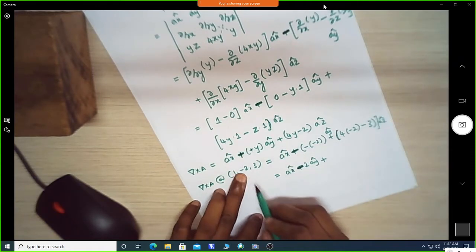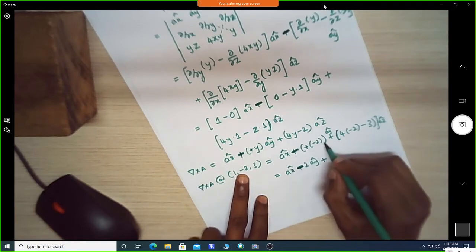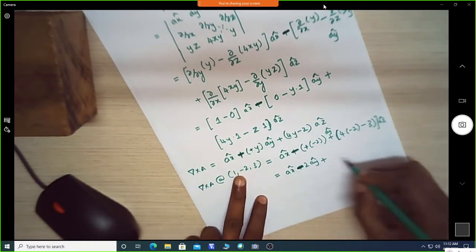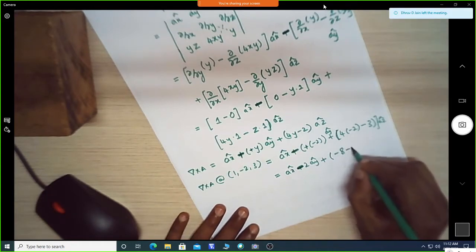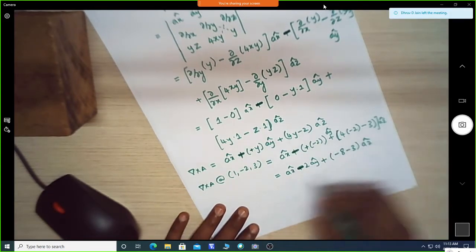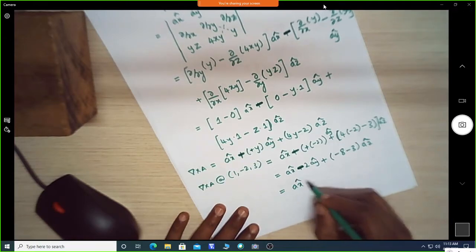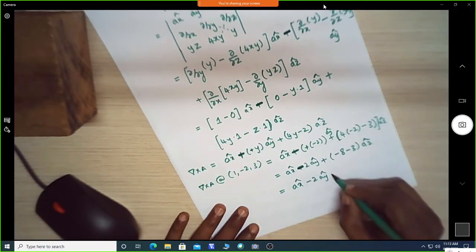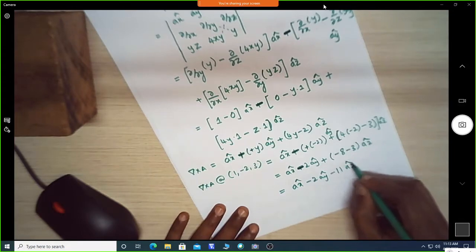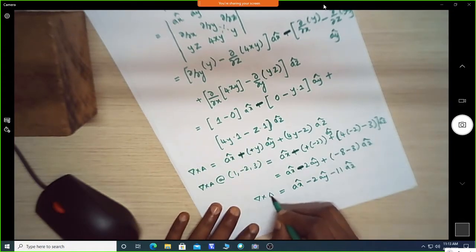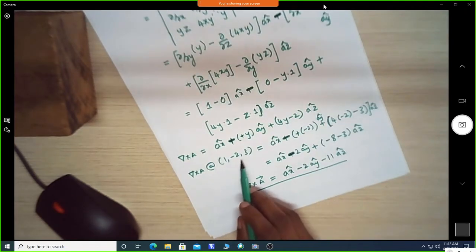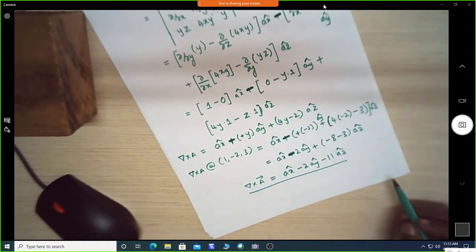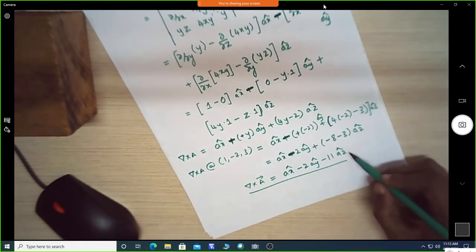But if you substitute minus 2 for the y component, it will become minus 2ay, and this one is minus 8 minus 3 in the az direction, which we can write as ax component minus 2ay minus 11az. So this is the curl of vector A at the point 1 comma minus 2 comma 3. Okay, so all of you got this one.